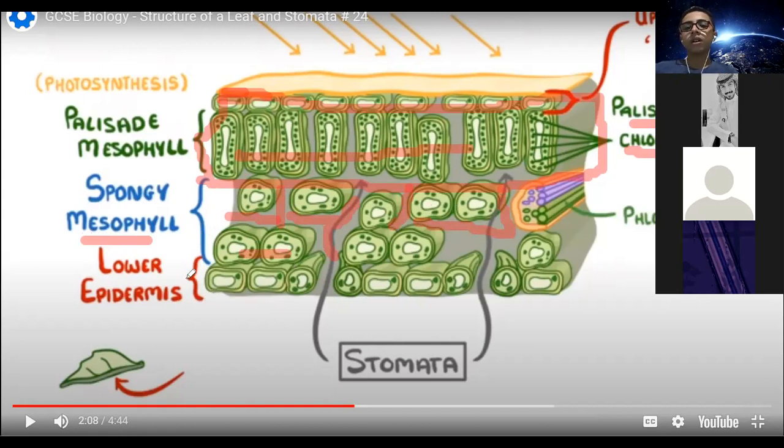So the last one is the lower epidermis. This is the lower layer, and over here you're going to find that there's a gap. There is a small pore. Let me change the color of it. Green won't work, so I'll take a purple one. This is the gap where things can actually go in.